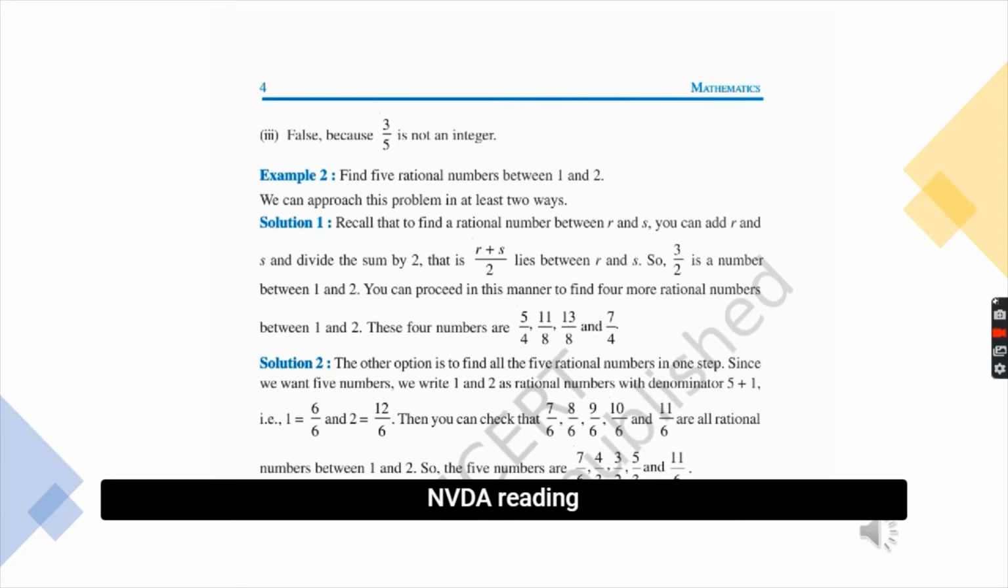RS plus lies between R and S, so 3. 2 is a number between 1 and 2. You can proceed in this manner to find 4 more rational numbers between 1 and 2. These 4 numbers are 5 11 13 7, and 4 8 8 4. Solution 2.